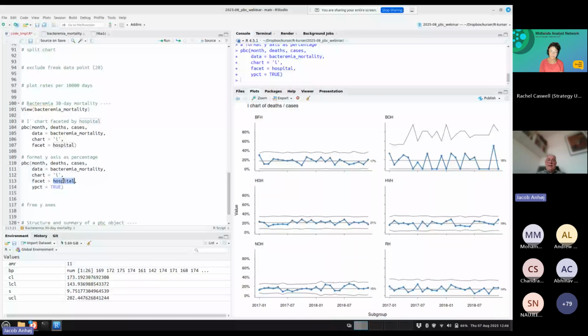I have another package, QI charts 2, which can do faceting in 2 dimensions. But I have found over the years that is rarely useful. I almost never use it, and it's very complicated to program. So until further notice, PPC charts will be able to do one-dimensional faceting of this.